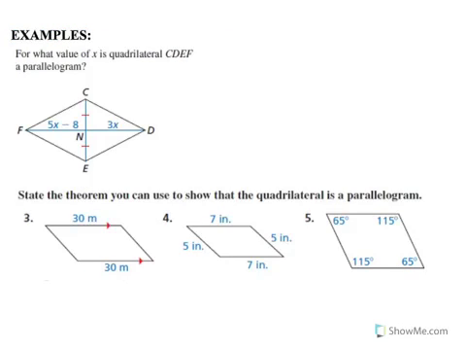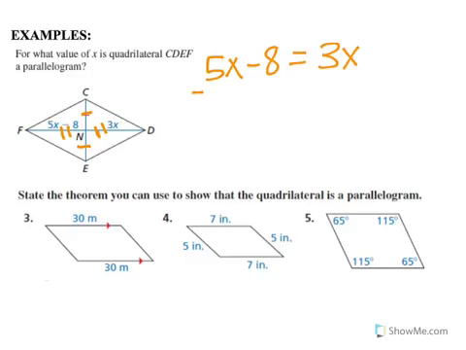Okay, first one, for what values of x is quadrilateral CDEF a parallelogram? We just did the theorem that talks about the diagonals that bisect each other. So what do we know? They already told us that these two diagonals are congruent, so we know that in return these also must be congruent, which means for our equation we would set these two equal. We're going to have 5x minus 8 is going to equal 3x.